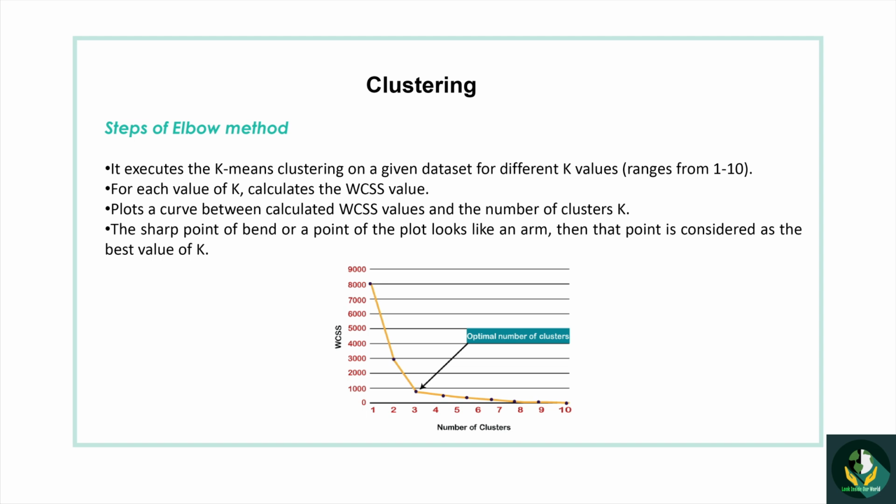It executes the k-means clustering on a given dataset for different k values. They range from 1 to 10. For each value of k, it calculates the WCSS value. It plots a curve that shows us how the calculated WCSS values vary with the number of clusters k. The sharp point of bend looks like an elbow, and that point is considered the best value of k. Next, we will see the code for the elbow plot and all the steps implemented.